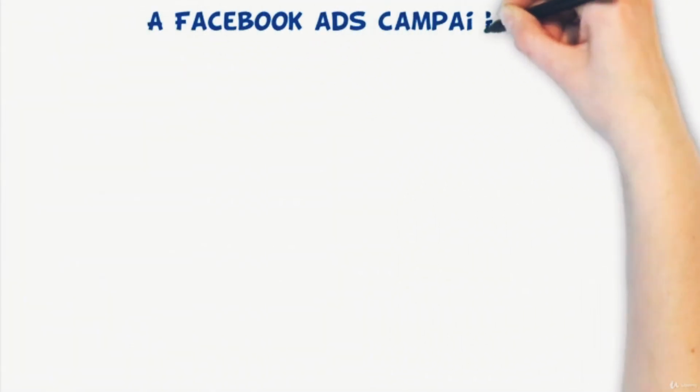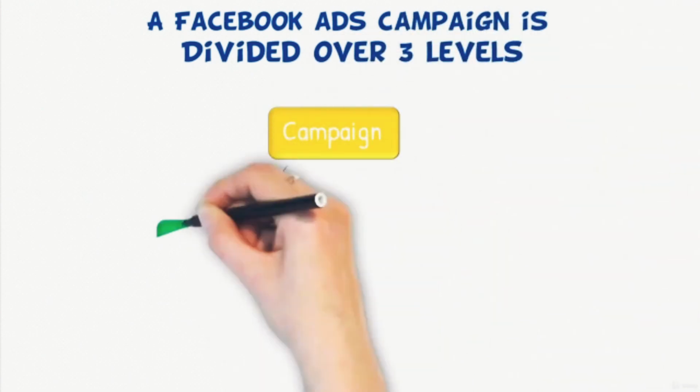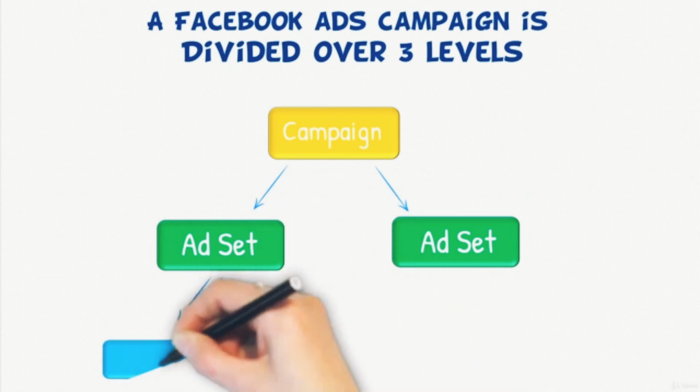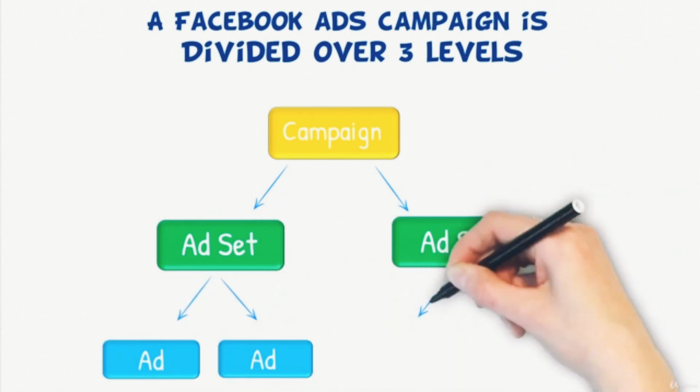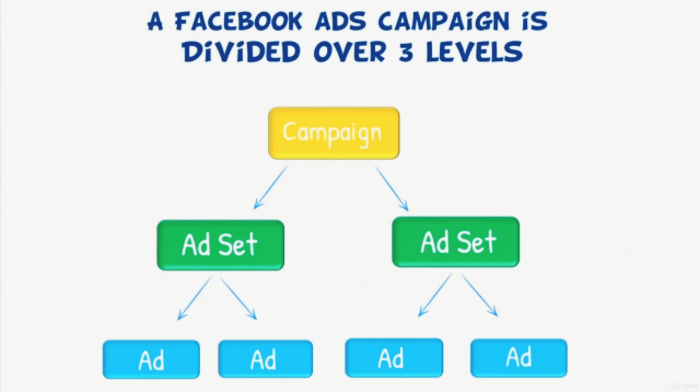To master Facebook ads and to really be able to use it to scale your business and take it to the next level, you should first understand what Facebook ads campaigns are and how they are structured. A Facebook ads campaign is divided over 3 levels. In this lecture, I will walk you through these 3 levels and explain the options you can control at each level. The 3 levels are the campaign level, the ad set level, and the ad level.